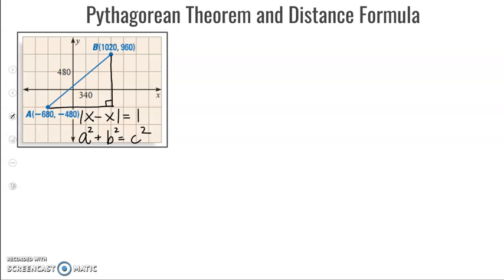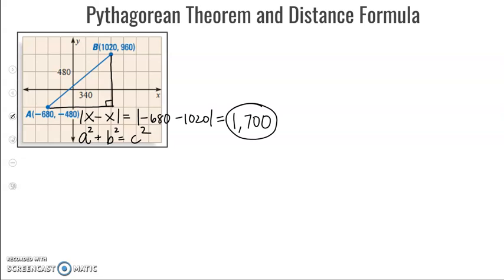So in this case, I have negative 680 minus 1020. This tells us that the length is 1,700, and we don't know the units on this one. All right, but here is that horizontal distance. Now let's talk about the vertical distance.